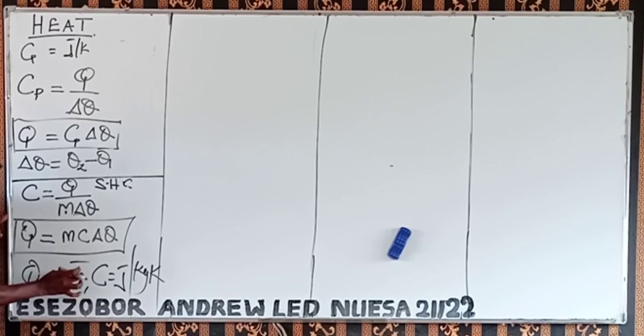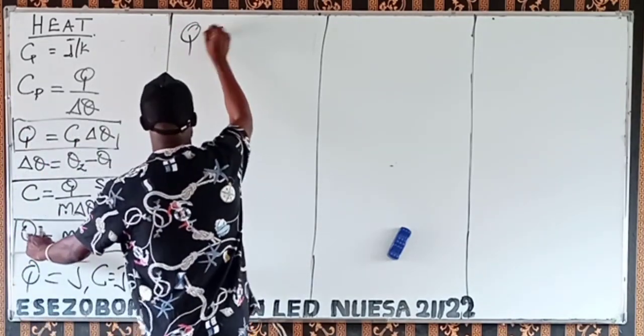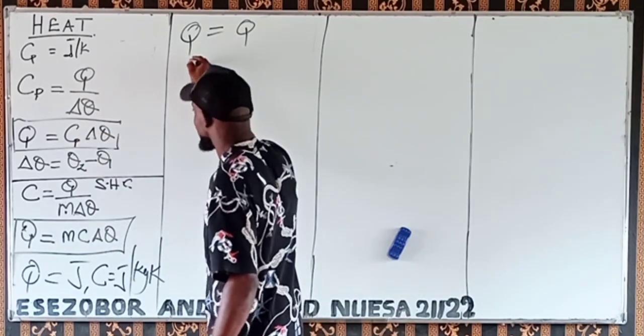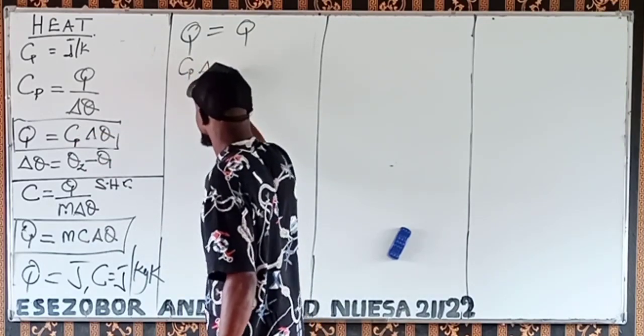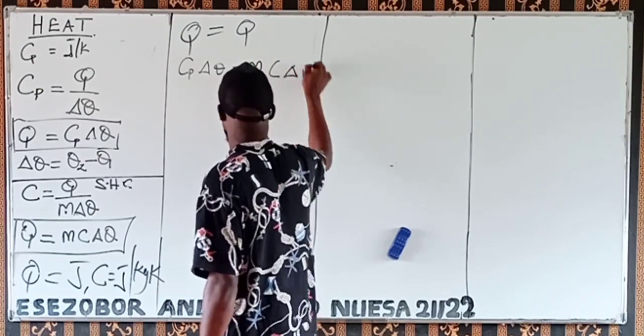Now, look at something. Since this Q is always in joules, that means this Q and this other Q are the same. This Q in terms of heat capacity is equal to this, and this Q in terms of specific heat capacity is equal to this. So since this Q is also the same thing as this other Q, we just say this and this will be the same, which is what? Cp change theta will be the same thing as MC change theta.